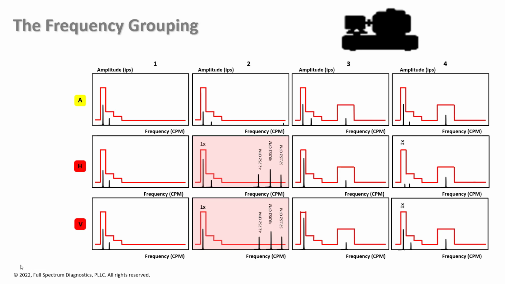So we take a look. Axial looks like it has no alarm bands that have been violated, but the horizontal and vertical look like there's something going on at position 2. So this is the motor inboard side bearing location, and the rest of the machine looks fine. So there's something on position 2 on the motor in the horizontal and vertical directions.